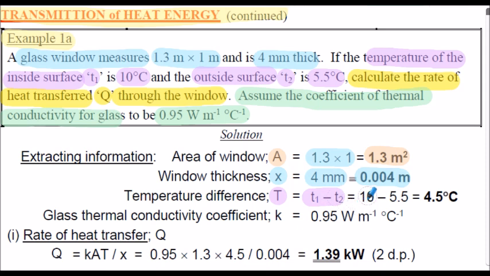The inside surface temperature is 10 degrees C. The outside surface is 5.5 degrees C. So our temperature difference is 4.5 degrees C. We're given the thermal conductivity coefficient K in the question, it's 0.95 watts per meter per degree C. So to calculate the rate of heat transfer, capital Q, Q is simply K multiplied by A multiplied by T, and that's all divided by X. Inserting the values into the formula, the rate of heat transfer is 1.39 kilowatts to 2 decimal places.